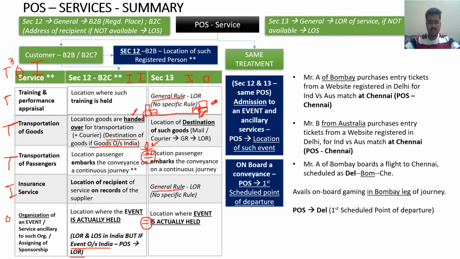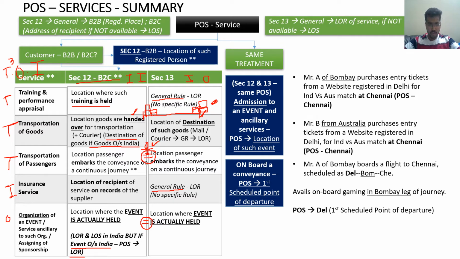So if you look at the place of supply for these services. For these five, if it is a B2B customer, as we discussed, it is the location of the registered person, as we can see here. If it is a B2C customer, then for training and performance appraisal service, it is the location where the training is held, like we saw with examples in the last video.